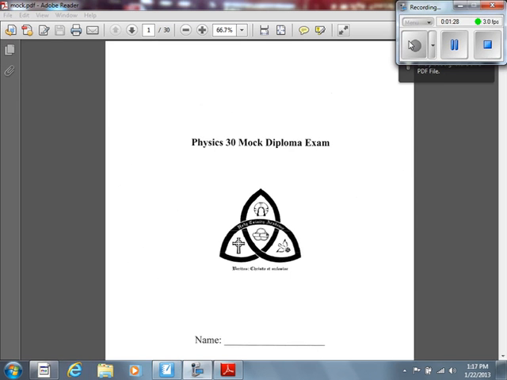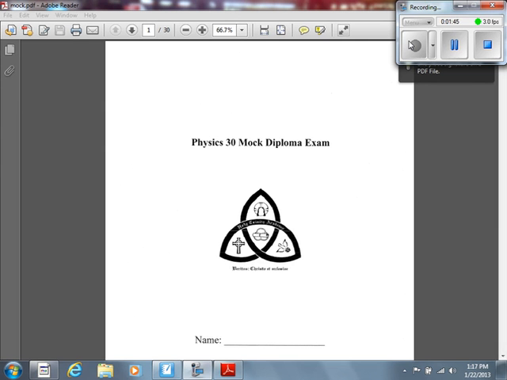And now we'll get into actually doing the test itself. Let's start on page 1, question number 1. Let's go backwards. No, let's start at question number 1.